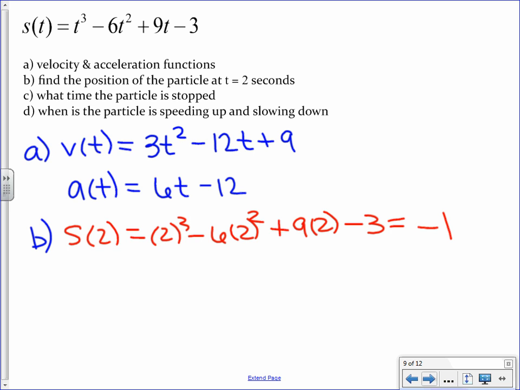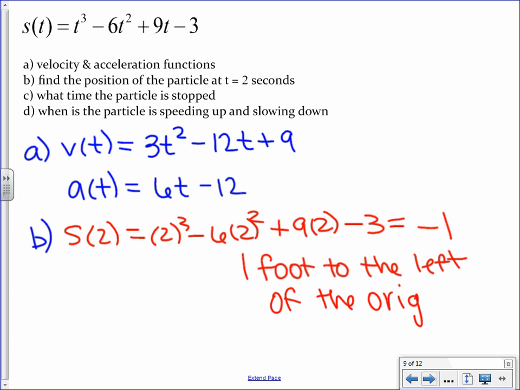What does that mean? It means that you're 1 foot backwards, 1 foot to the left of the origin.